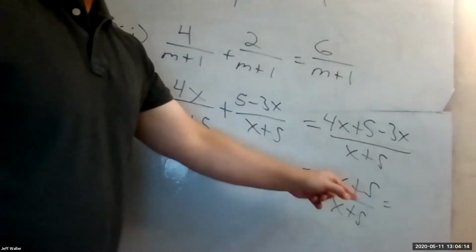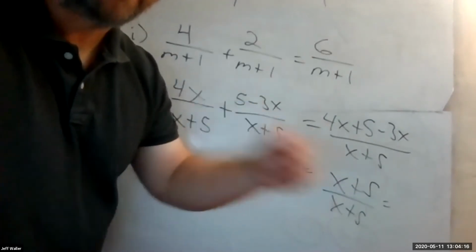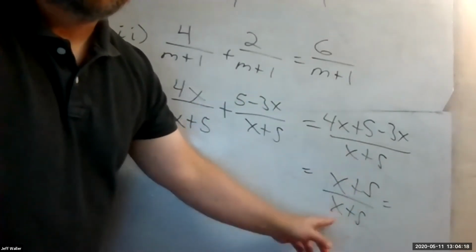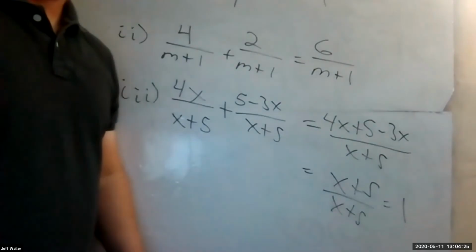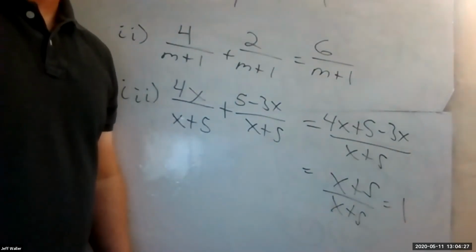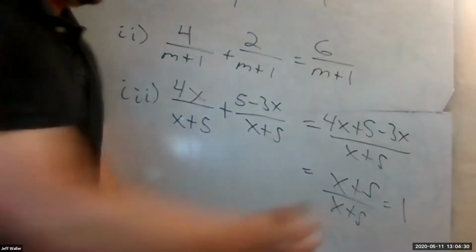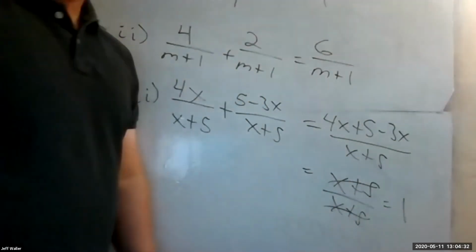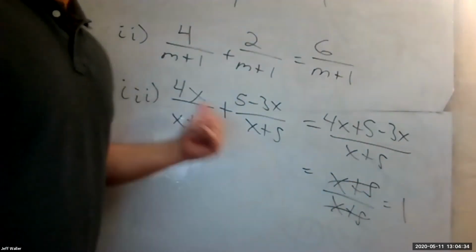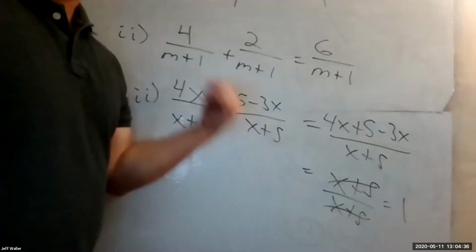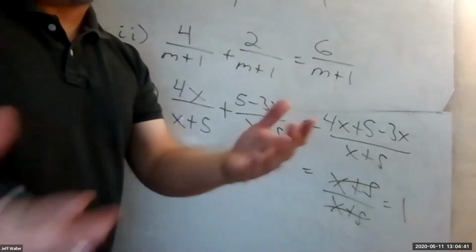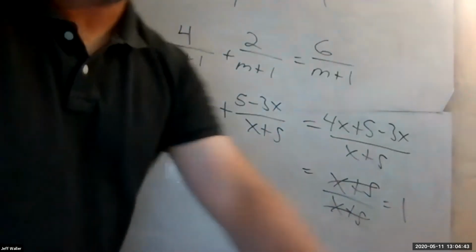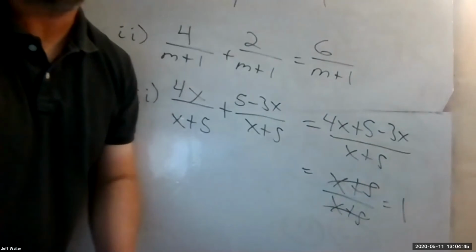What do I always do at the end of a fraction problem? I check to see if the fraction can be reduced. X plus 5 divided by x plus 5 is 1. Right, because they both cancel. So as long as the bottoms are the same, I can combine the tops over that bottom. That's how we've done fractions forever. Just because these have variable parts doesn't mean they act differently.